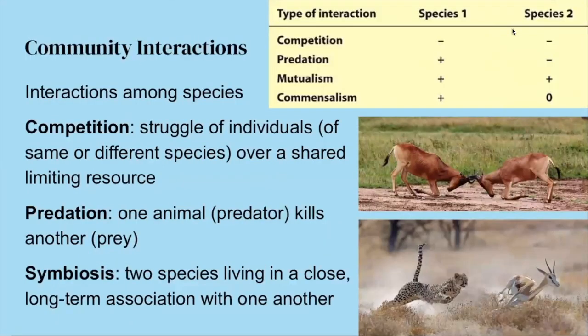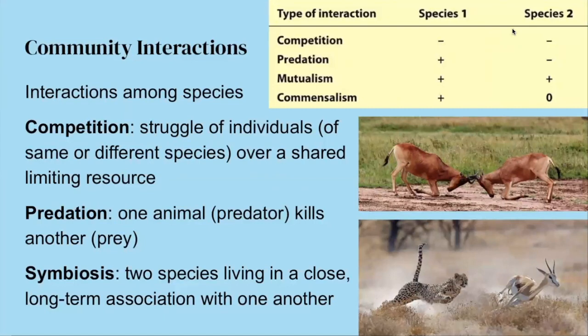So a key part of ecosystems is community interactions, and these are interactions among different species or different organisms that live in that same ecosystem. So the first one is competition. This is the struggle of individuals over a shared limiting resource.